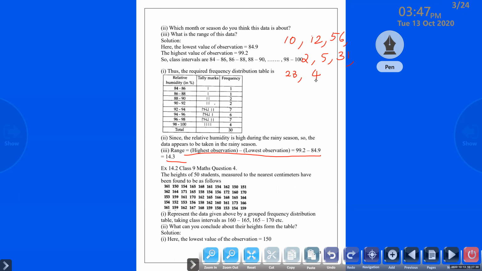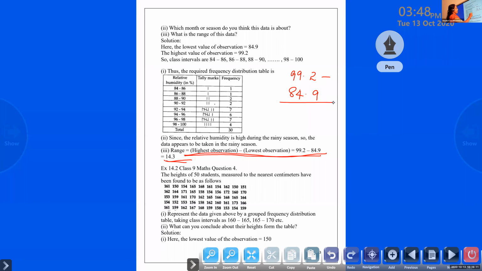Yes, ma'am. What is the range of this data? 10, 12, 56, 2, 5, 31, 23, 4. Find out. 56 minus 4? No, 56 minus 2, not 4. 56 minus 2 is 54. That is highest observation minus lowest observation. Here, range equals highest observation minus lowest observation, equals 99.2 minus 84.9. And our answer is 14.3.